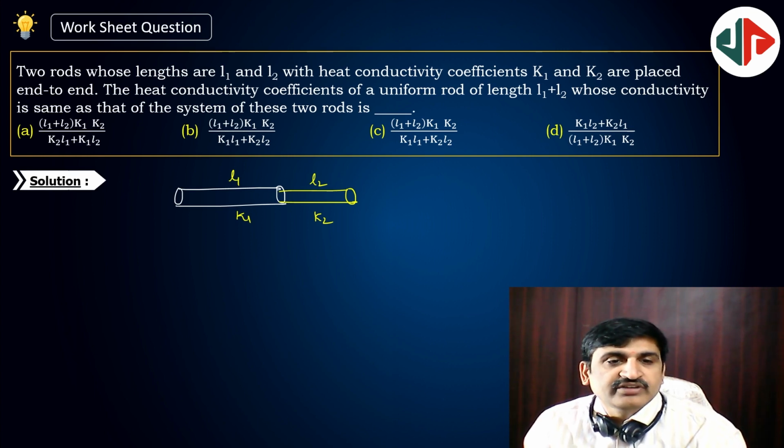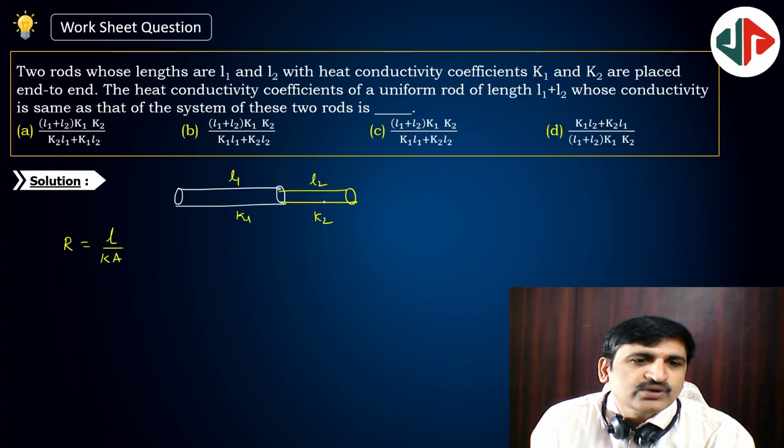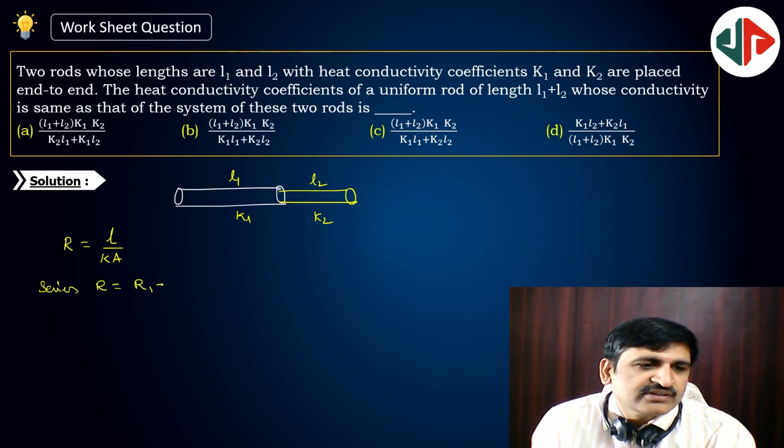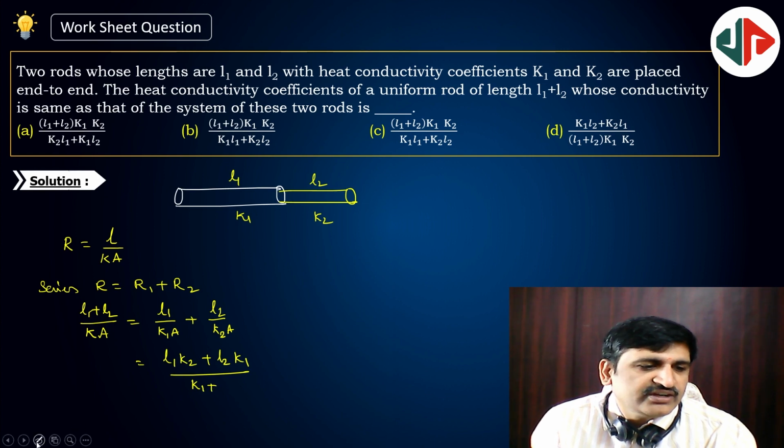From the rate of heat transfer we got R is equal to L by KA, the thermal resistance. Here the two are connected in series, so in series R is equal to R1 plus R2. So the series combination has total length L1 plus L2 by effective K, effective A, equal to L1 by K1A plus L2 by K2A. So A gets cancelled, and here it is (L1 K2 plus L2 K1) by K1 into K2.